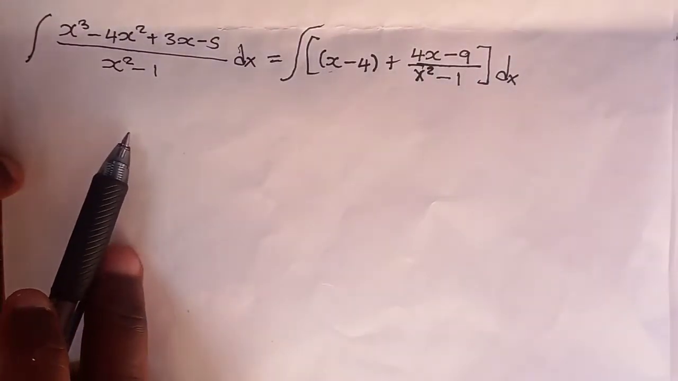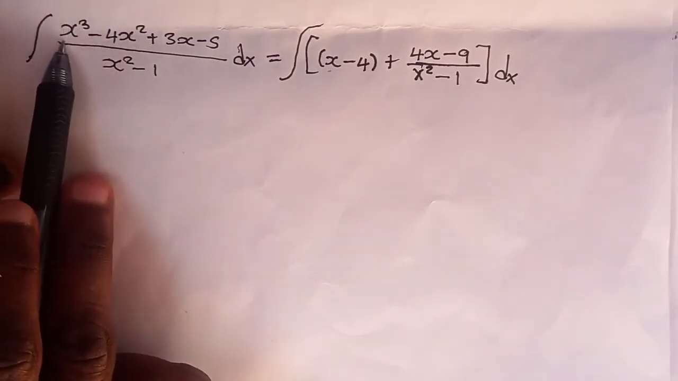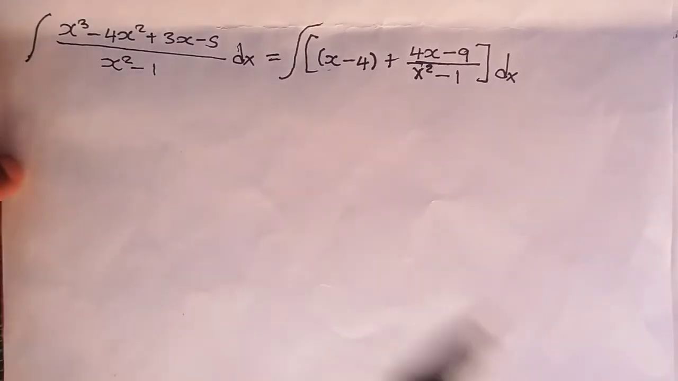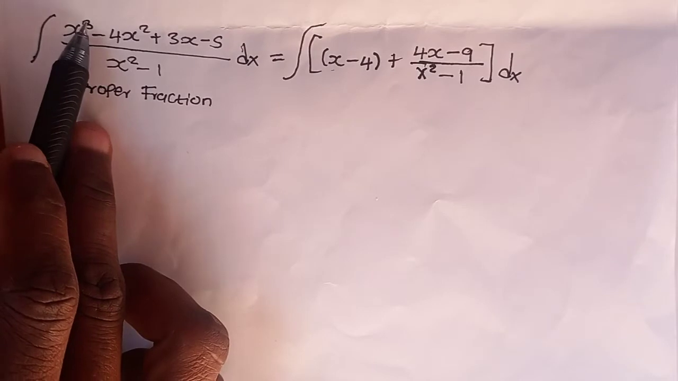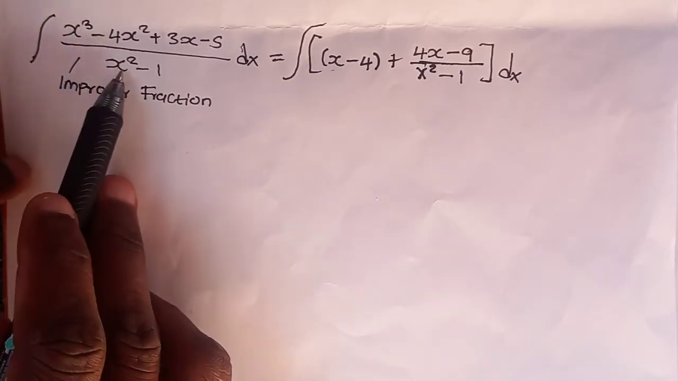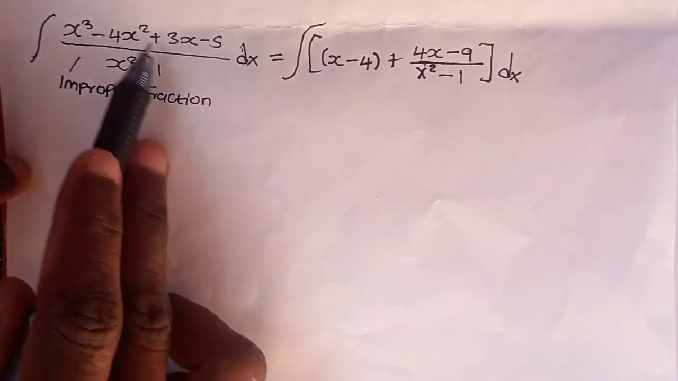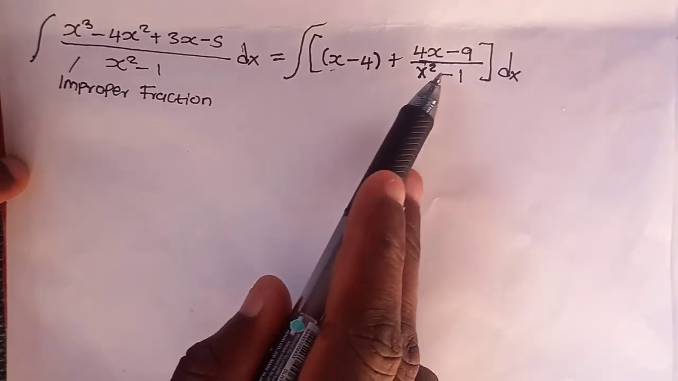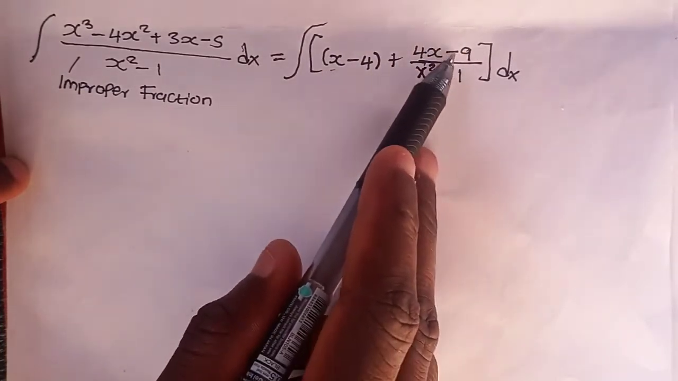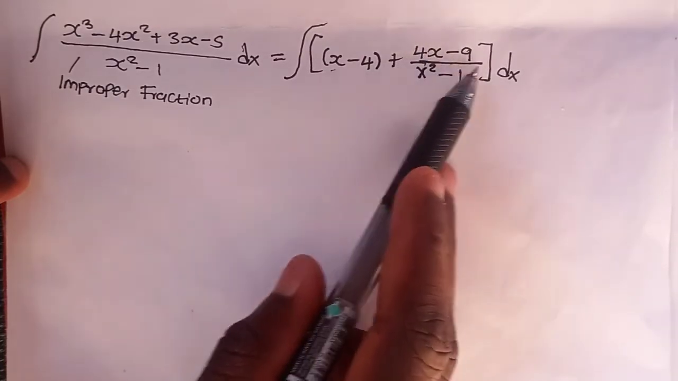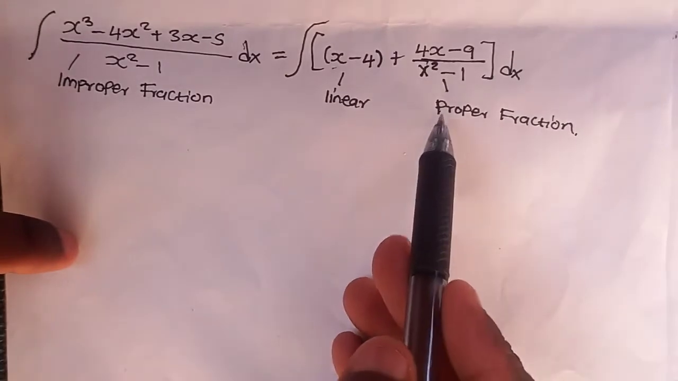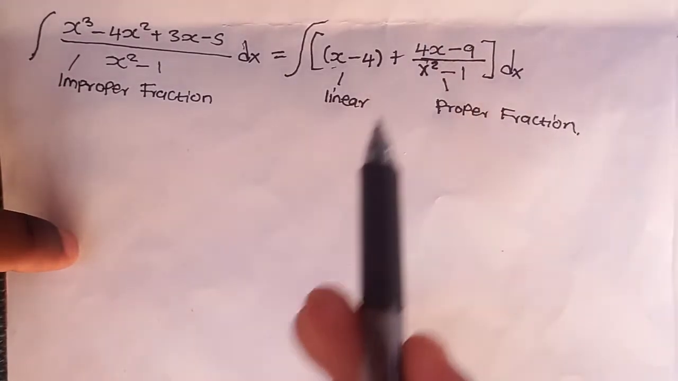Previously, on the last video, we were to integrate this quotient polynomial function. As you can check, it was improper, since the degree of the numerator is greater than the denominator, and we broke it down through the long division method into a linear function x minus 4 plus a proper quotient polynomial, 4x minus 9 divided by x squared minus 1. And our interest is on how to solve an integral of this proper fraction polynomial.